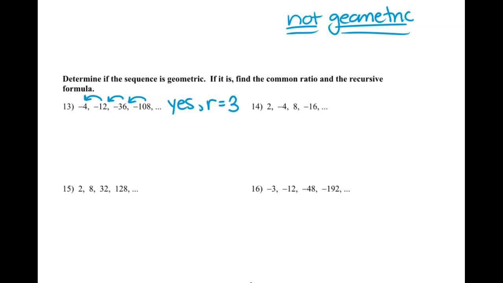We're going recursive, so the first thing we need is the first term. g sub 1 is, again, we just look at the list first thing, negative 4. g sub n, you take your previous term and multiply it by our r, which is 3. Again, if you're looking to get the next term in this sequence, you would take negative 108, which would be our prior term, and multiply it by 3. That's how that works.